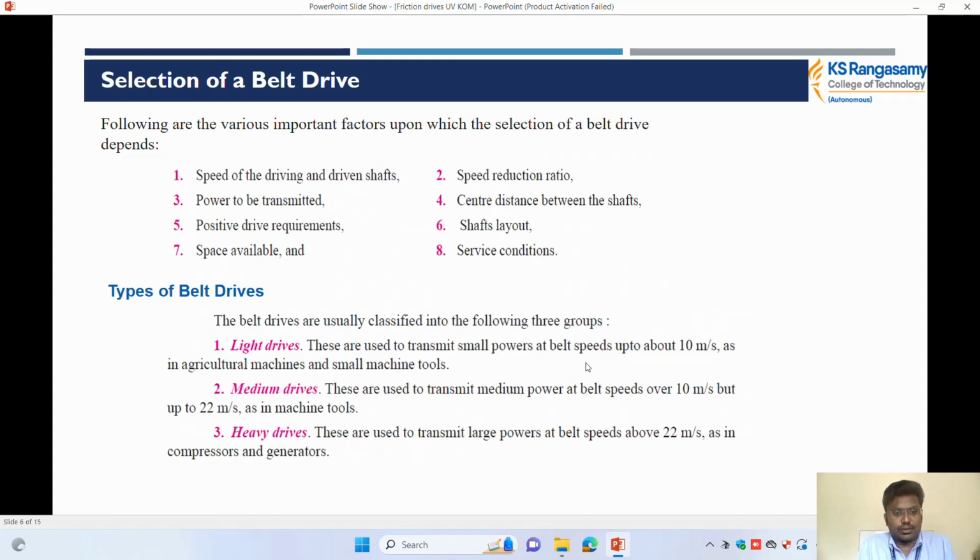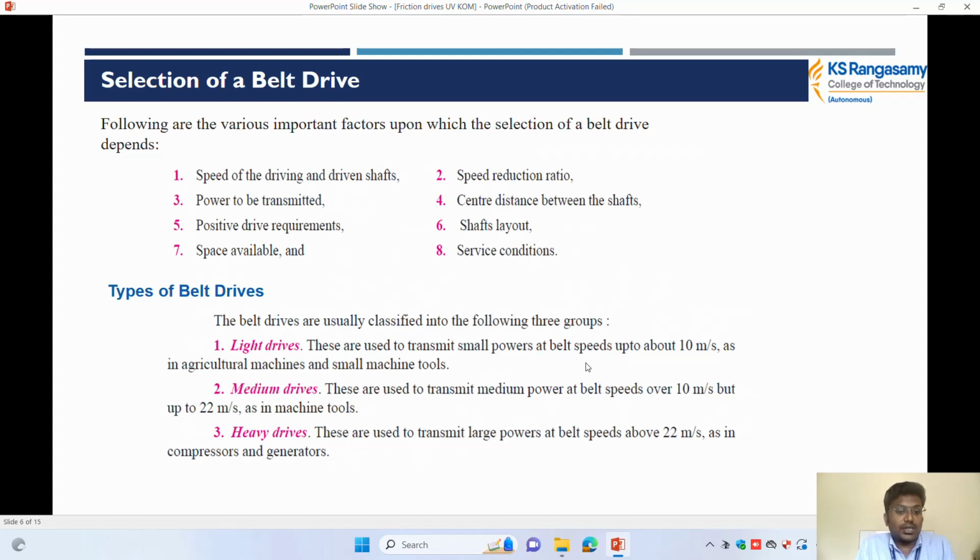Examples of the light drives. Next one is the medium drives. These are used to transmit medium power at belt speeds over 10 meters per second, up to 22 meters per second. Examples are in machine tool applications. And the next one is the heavy drives, for speeds more than 22 meters per second.